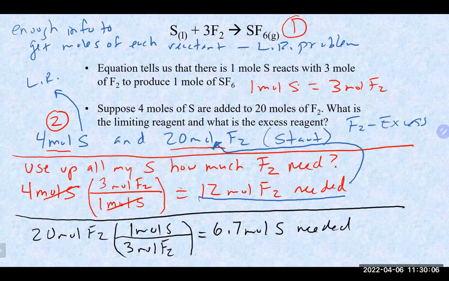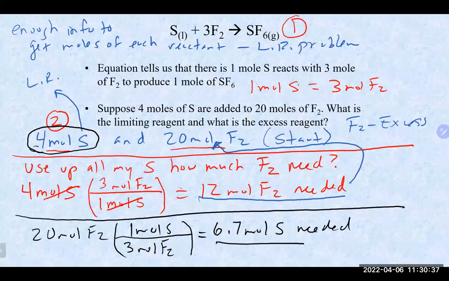So in this case, what I would be comparing is the moles of sulfur needed to the moles of sulfur I started with. I need 6.7. I started with 4. Do I have enough? I do not. What that means is exactly what the other calculation told us: the sulfur is the limiting reagent and the fluorine is the excess reagent. You absolutely do not have to do both calculations. You could choose either one. I'm just showing you that you could choose either one and they'll tell you the same thing. Any questions on that there?